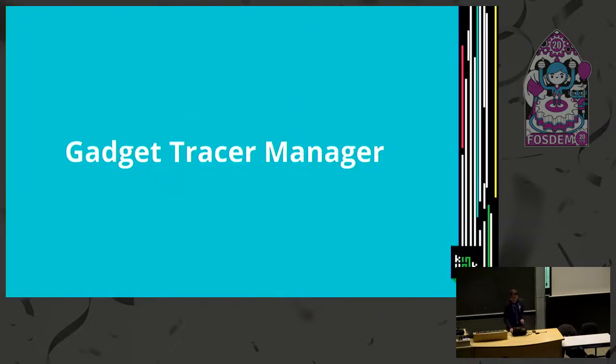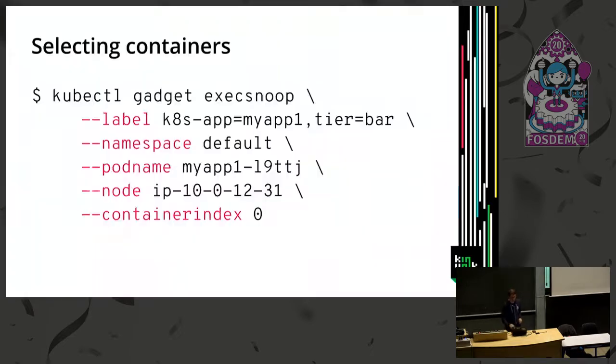Okay. To be able to do that, I use something I call the gadget tracer manager. These are the things I want to be able to filter on. Usually I don't want to get the information from all the pods always, but I will select either with a Kubernetes label or on a specific Kubernetes namespace or a pod name or node or container index when there are several containers in the same pod. So there are all the different ways to filter things.